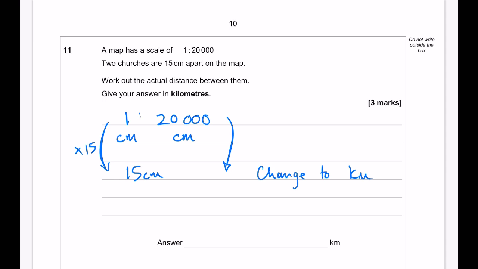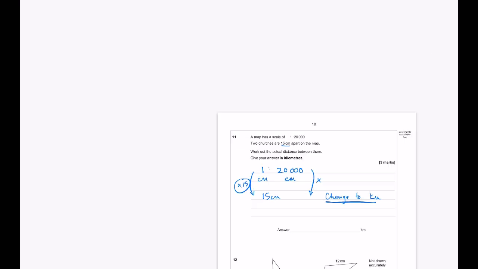Or meters to meters. But if you've got a map, then obviously 1 centimeter on the map would be representing 20,000 in real life. Now we have got 15 centimeters on the map. So instead of 1 centimeter, multiply it by 15, but you would do the same to the other side. Remember to change it to kilometers.